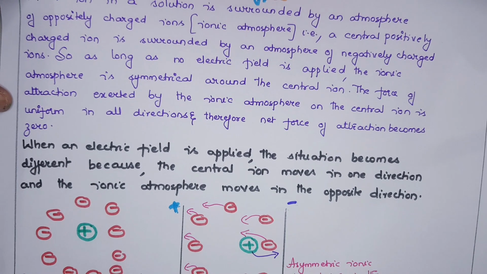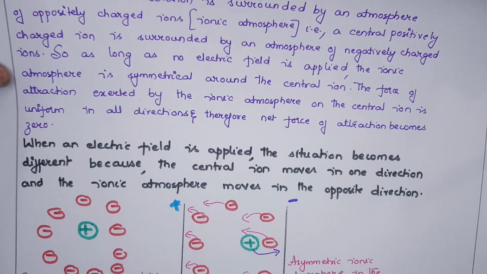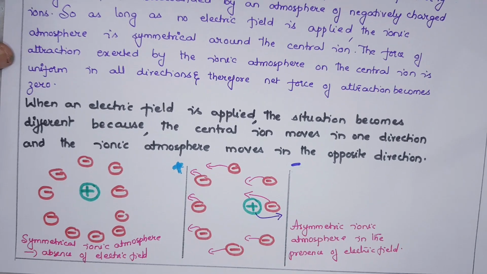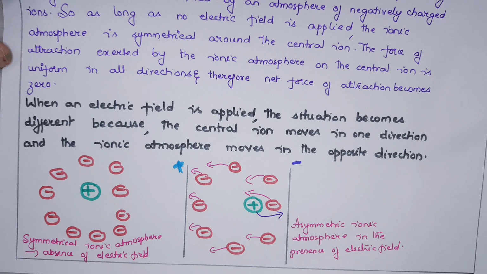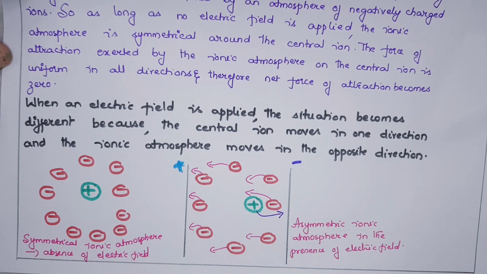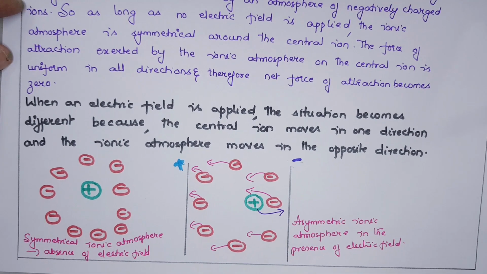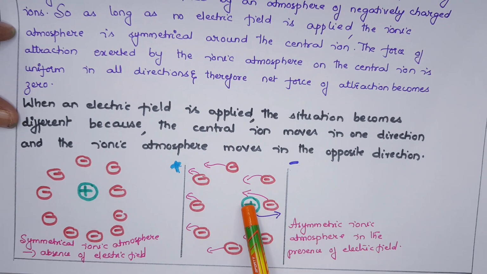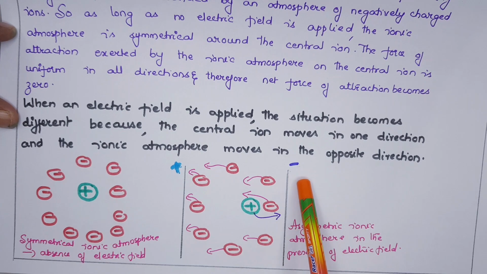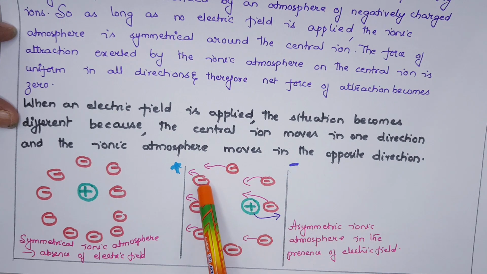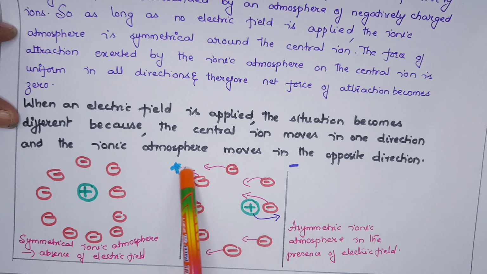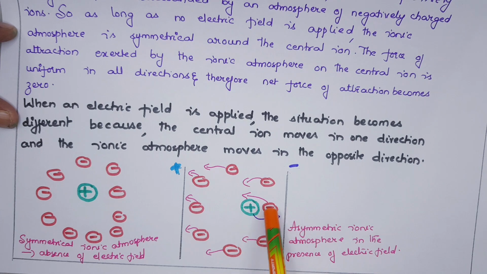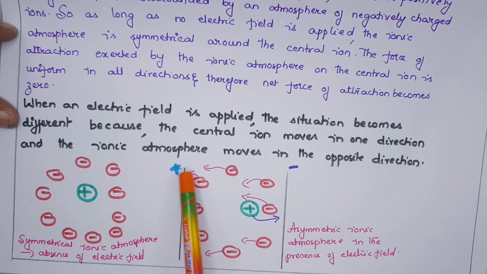Below I have written, see, students, symmetrical ionic atmosphere in the absence of electric field. Now, right side figure. Now, the electric field is applied. So, this positive ion is attracted towards the negative electrode, and the negatively charged ions are being attracted towards the positive electrode. I have put all the arrows, students. Look here. This arrow this side and all these negative ions arrows this side.